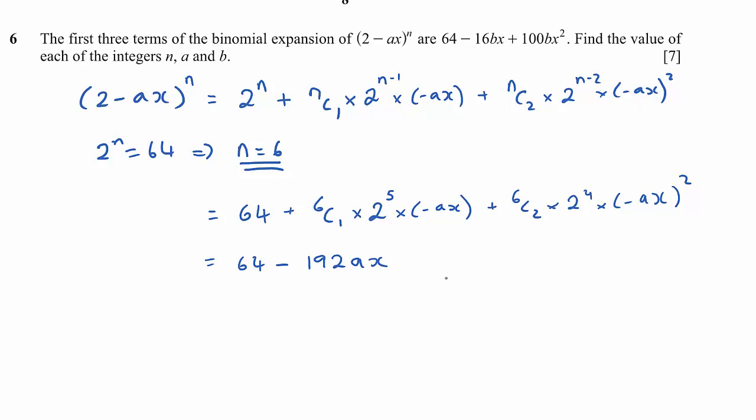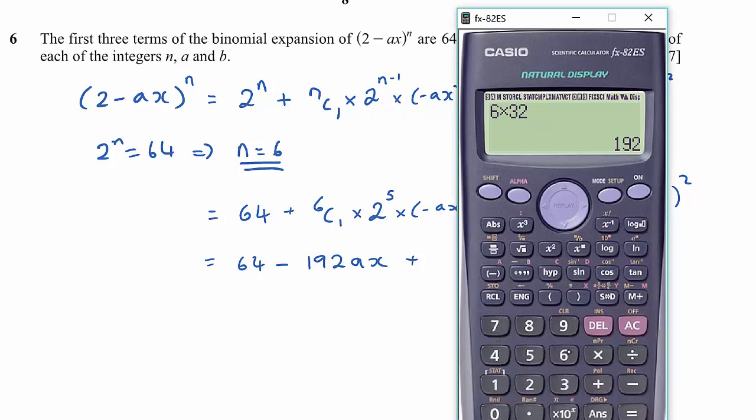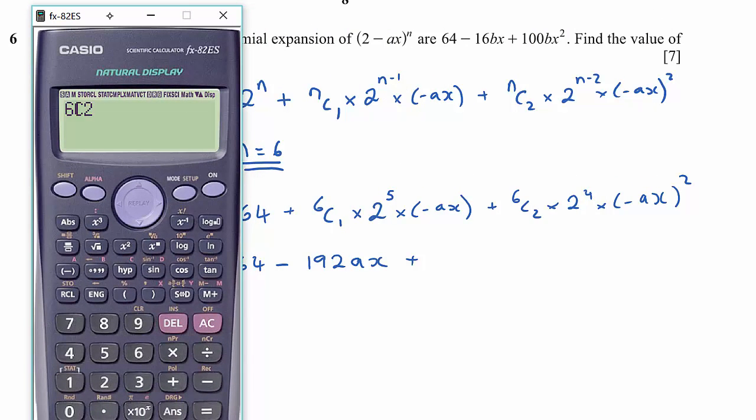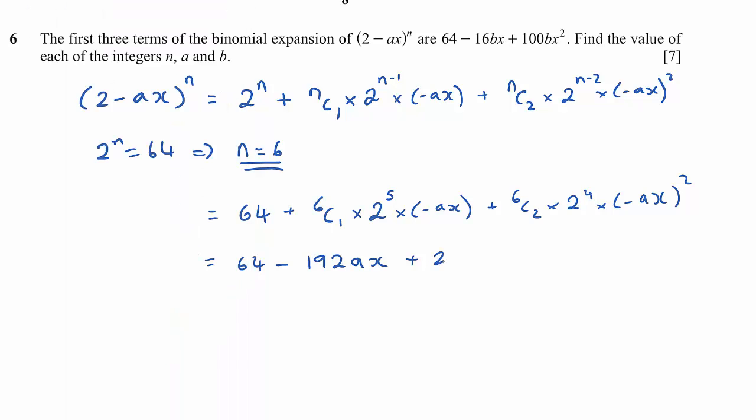ax. And then the next one will be a plus because the minus is squared. So we've got 6 choose 2, and 6 choose 2 is being multiplied by 16. It's 240. So we've got 240 a squared x squared.